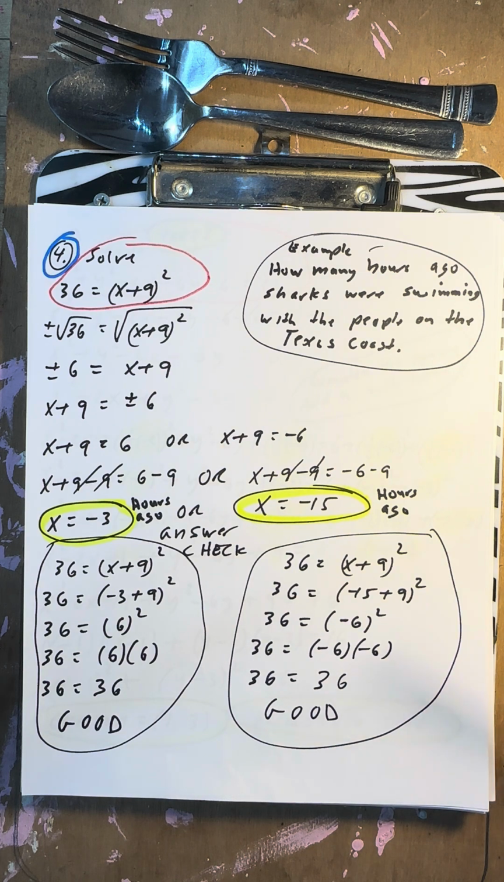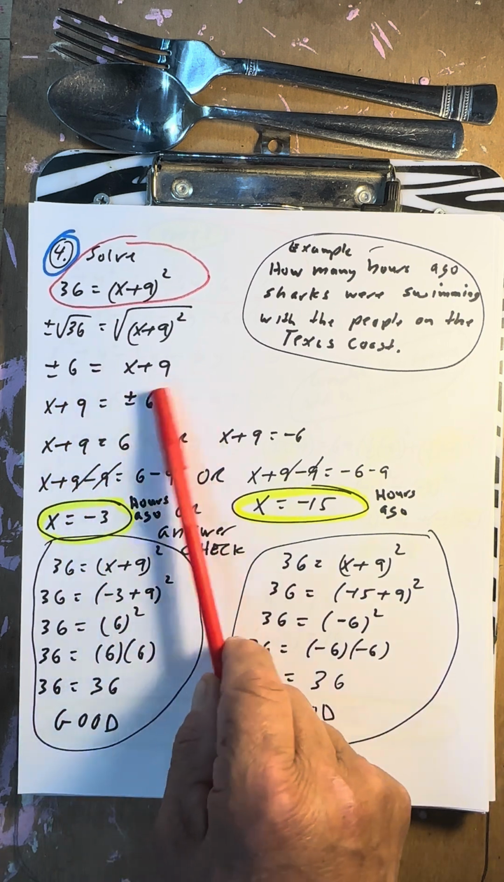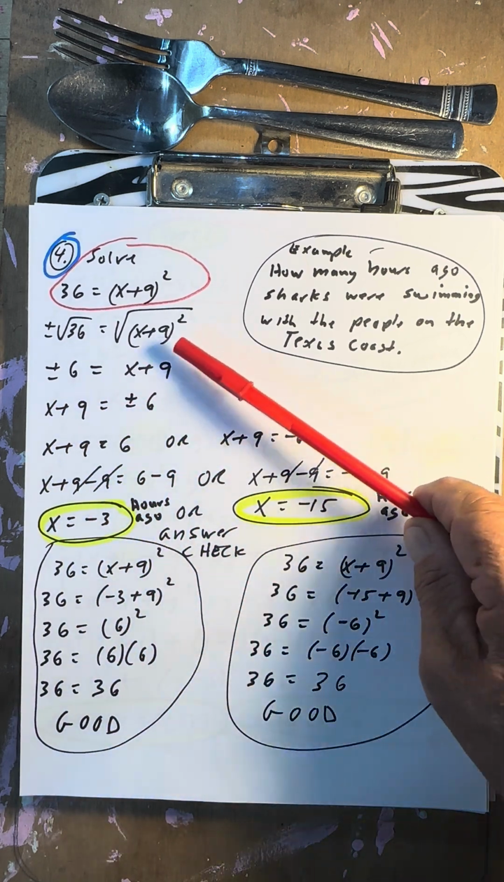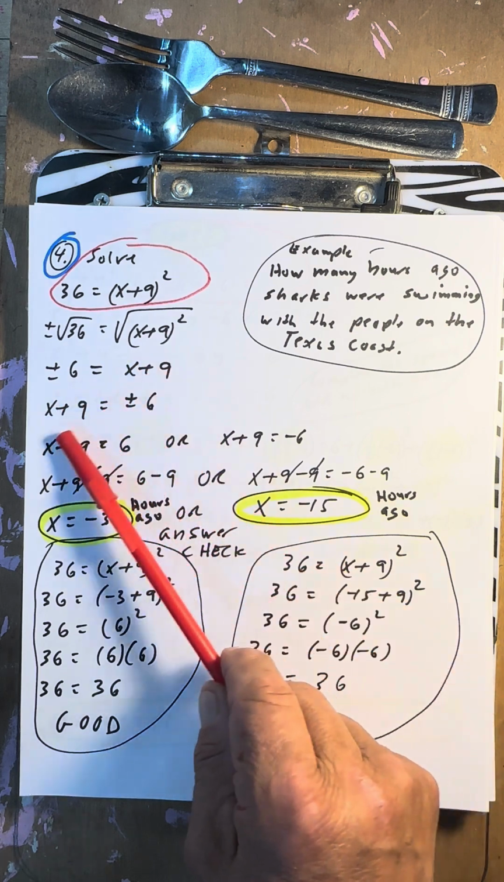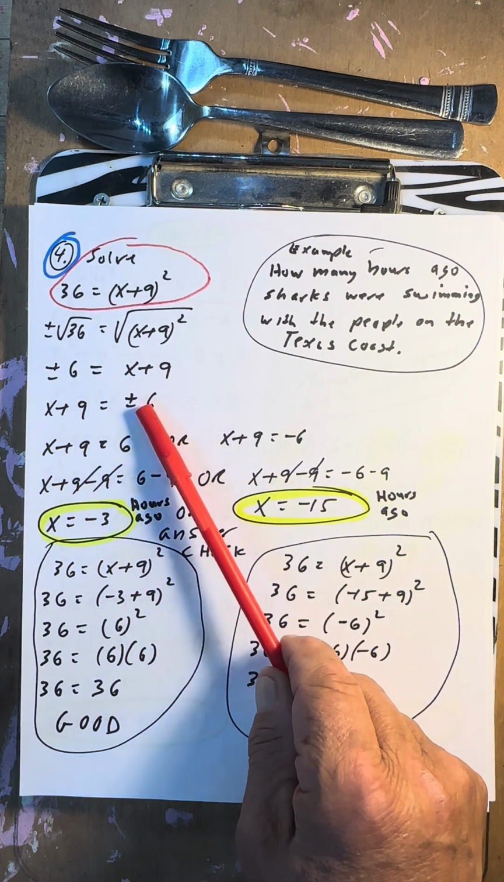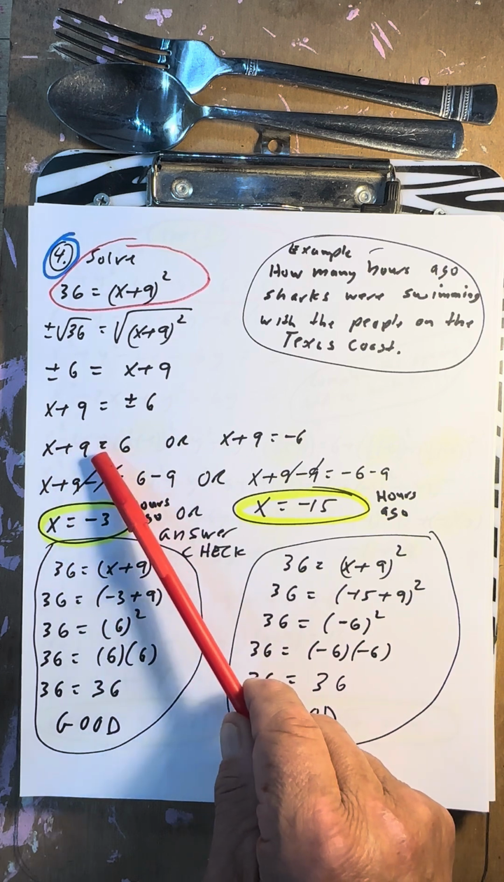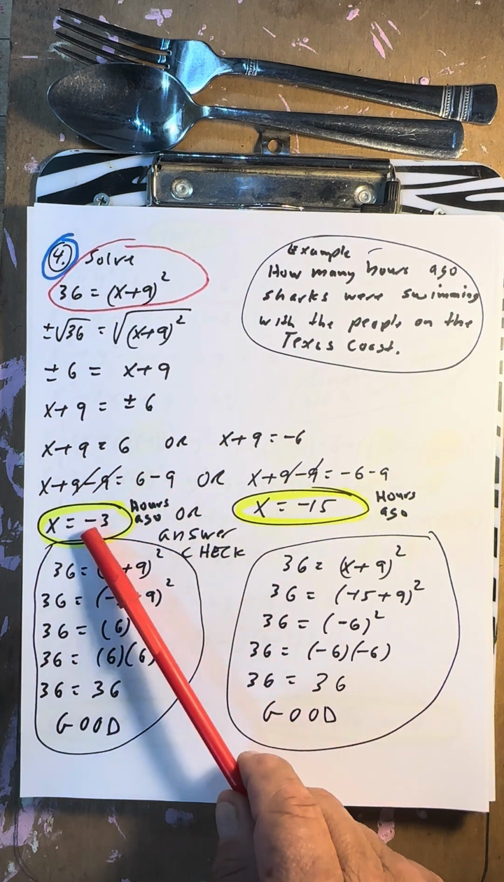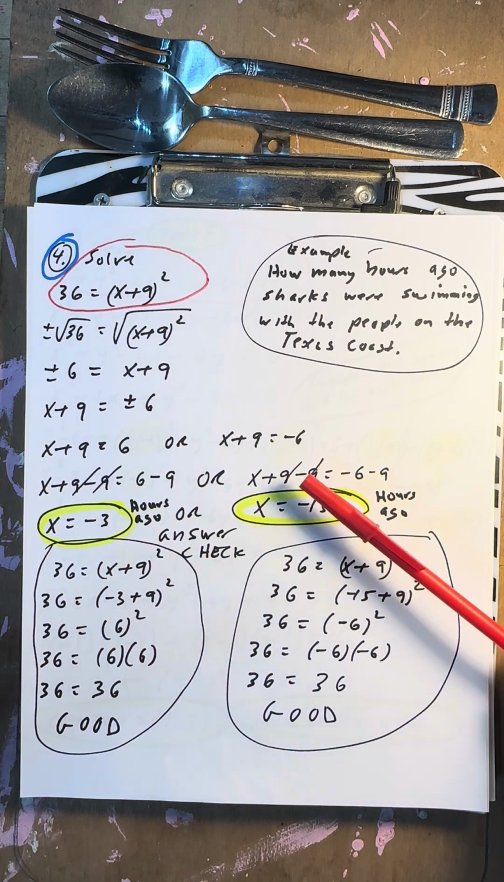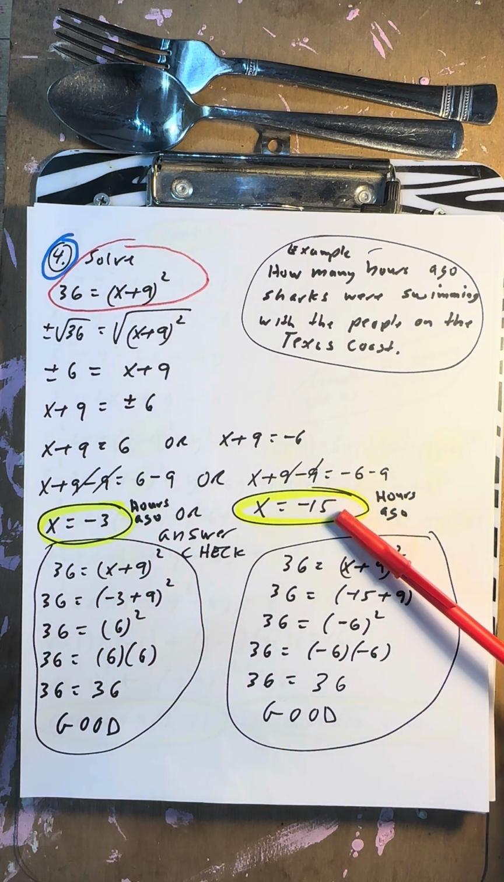Let's solve this. 36 equals x plus 9 squared. Take the square root of both sides. So this is going to give you x plus 9 equals plus or minus 6. So x plus 9, rewrite it. X plus 9 is 6, or x plus 9 is negative 6. So now minus 9 minus 9, so x equals negative 3. Over here, minus 9 minus 9, so x equals negative 15.